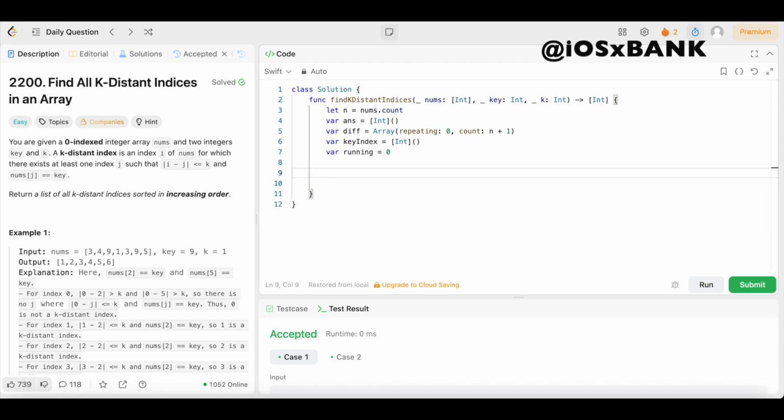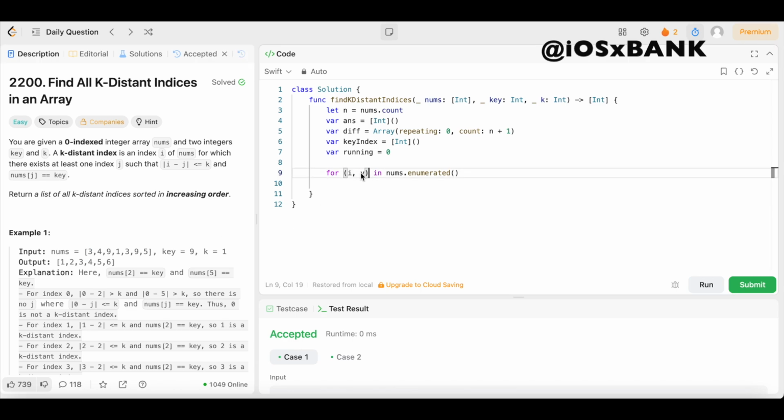Now, the first thing we're going to do is collect all of the indices where the values are equal to the key. So we're going to say for (i, v) in nums.enumerated(). Remember, enumerated is going to get us the value and the index. So in this case, say we're looking at 3, it's going to get us the index, which would be 0. That's where this i comes from for the index. And it's also going to give us this 3. So it's going to return 0 and 3.